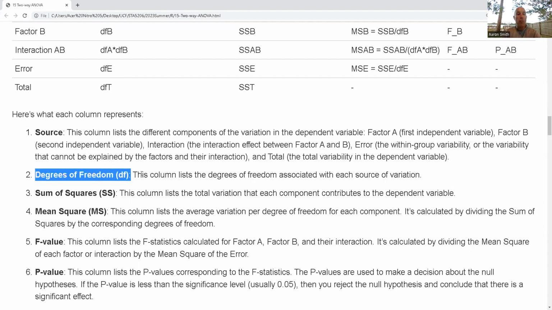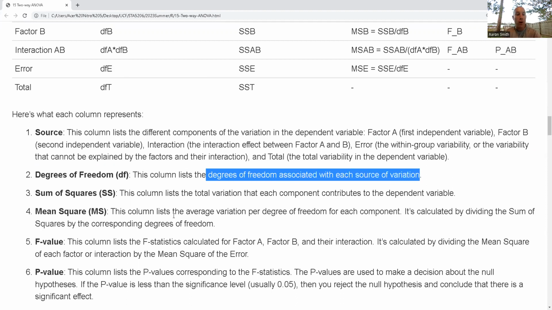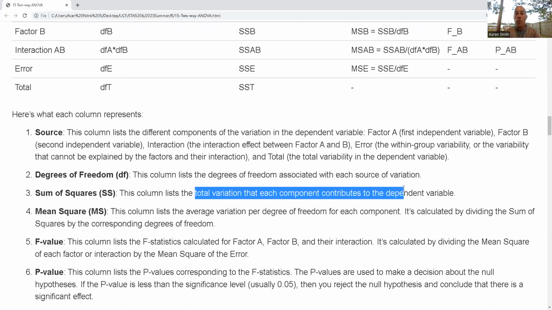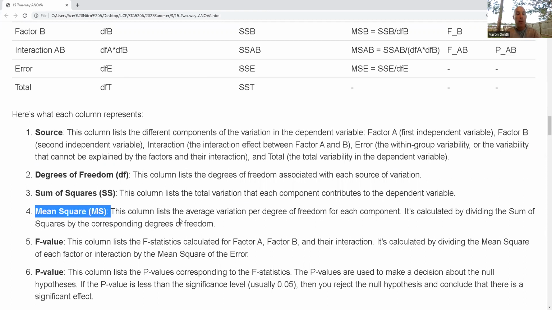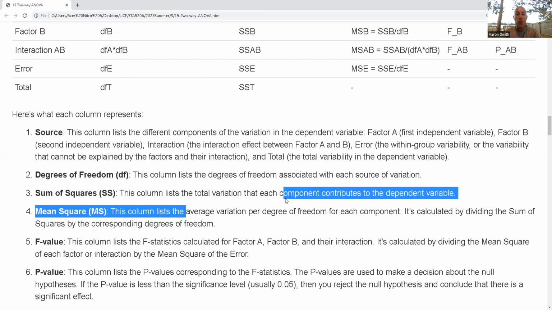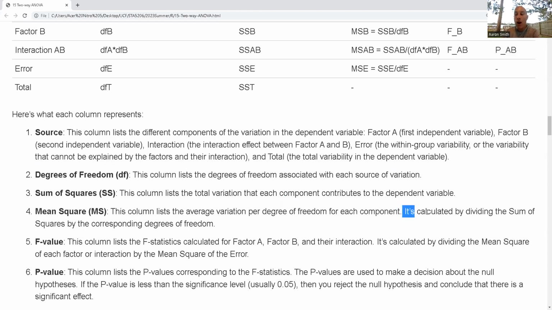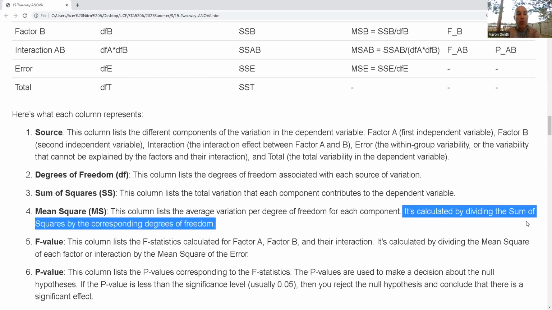Next, we have degrees of freedom. This column lists the degrees of freedom associated with each source of variation. We have our sum of squares column. This column lists the total variation that each component contributes to with respect to the dependent variable. We have our mean squared column. This column lists the average variation per degree of freedom for each component. It's calculated by dividing the sum of squares by the corresponding degrees of freedom.